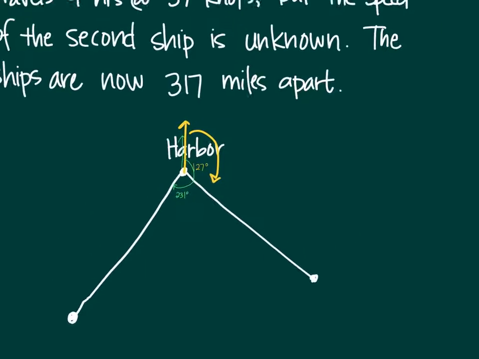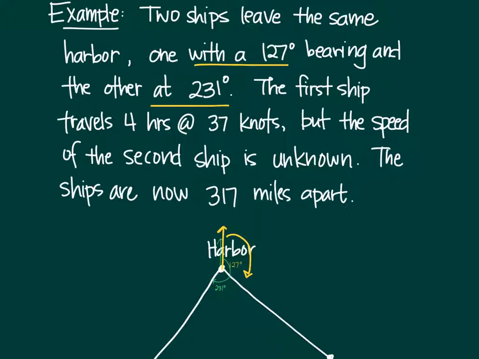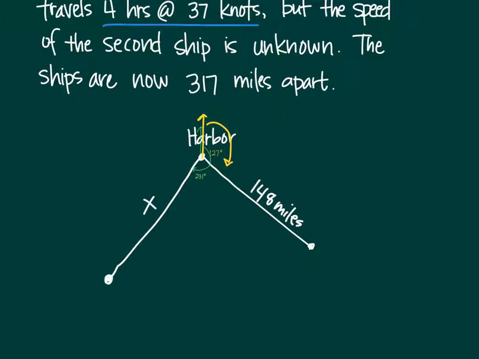Now we know the first ship was going for 4 hours at 37 knots. So we need to figure out how long that line is. That would be a multiplication, 4 times 37. So we're going to end up with 148 as the length in miles of the first ship. Now the second ship we do not know how fast it's going, so I can't tell you how long it is. But I do know that the final length is 317 miles apart from each other.